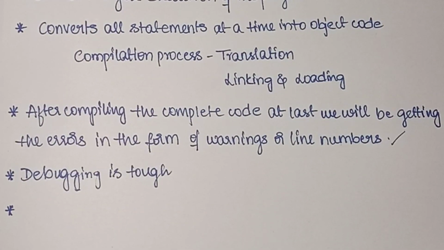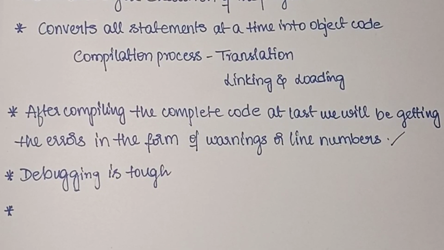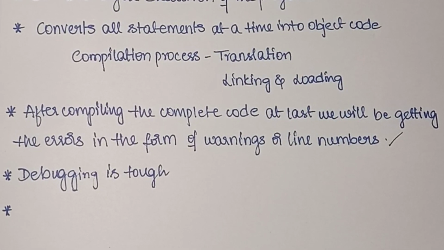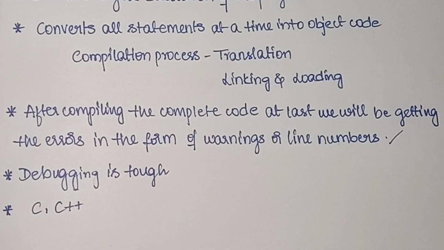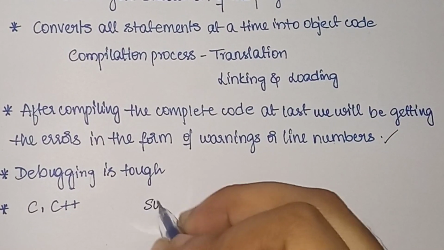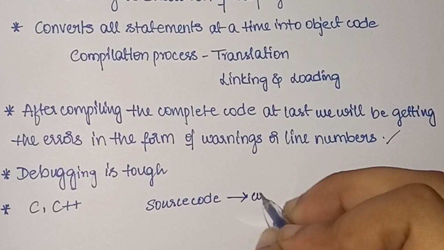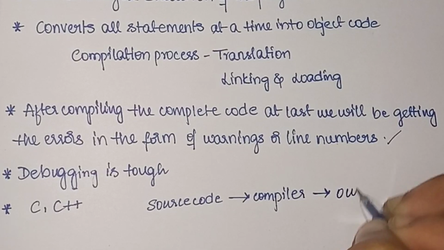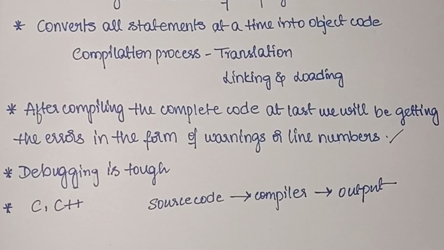And debugging is very tough using compiler because at a time it is checking the code and we cannot find the errors easily. So what type of languages use this compiler? C uses it, C++ also uses it. So now what is happening is you are writing your source code and compiler converts it into the output. I hope you understood this.